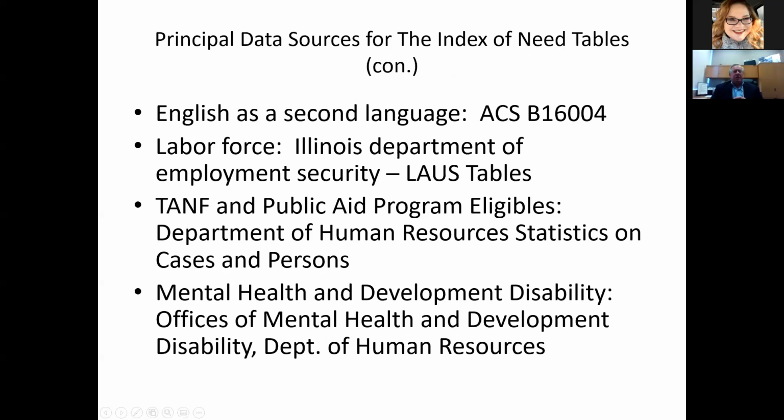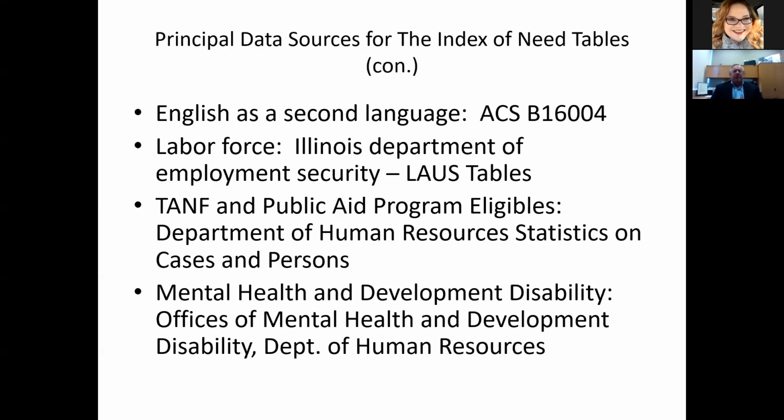I've talked to you about ESL data, where that comes from. Labor force data comes from the Illinois Department of Employment Security. It's LAUS tables. TANF and public aid program eligibles, that is numbers that are generated for cases and persons by the Department of Human Resources. They send us data basically for June of each year.